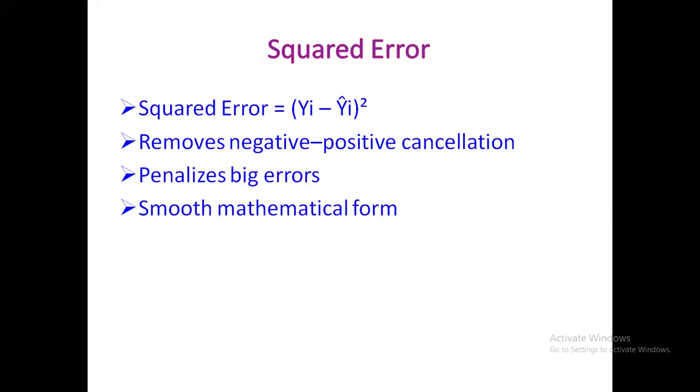If you are taking the squared error, it ensures that the positive and negative errors do not cancel each other out. The squared error is (yi minus y cap) the square. Squaring the error makes all the values positive and penalizes larger mistakes more strongly than smaller ones. The squared form also provides a smooth mathematical surface, making optimization easier. Because of these advantages, the squared error is widely used in regression based loss functions.